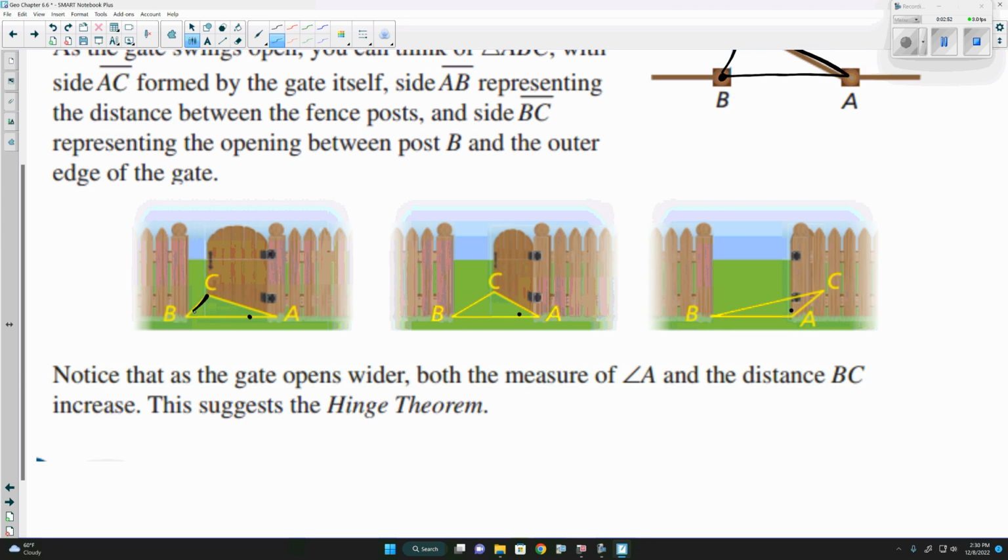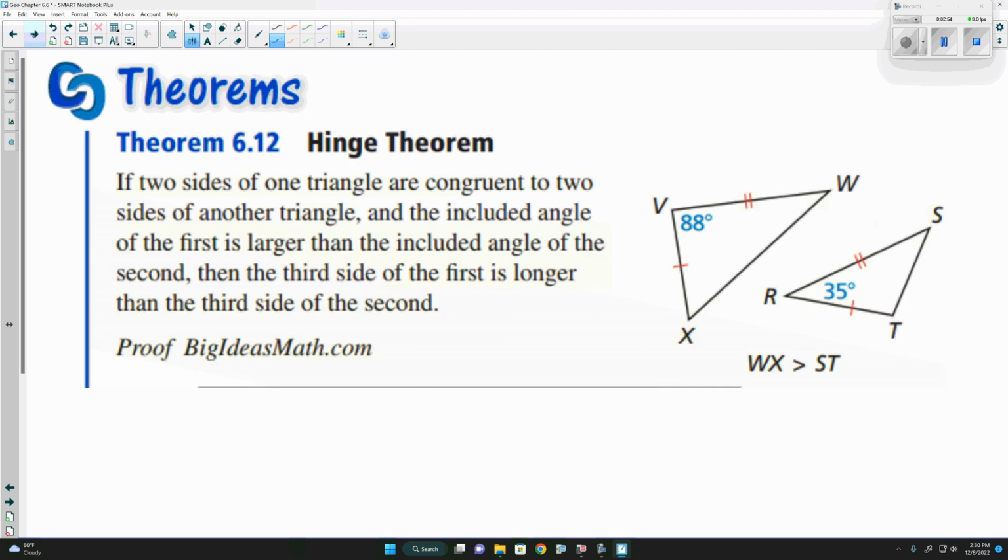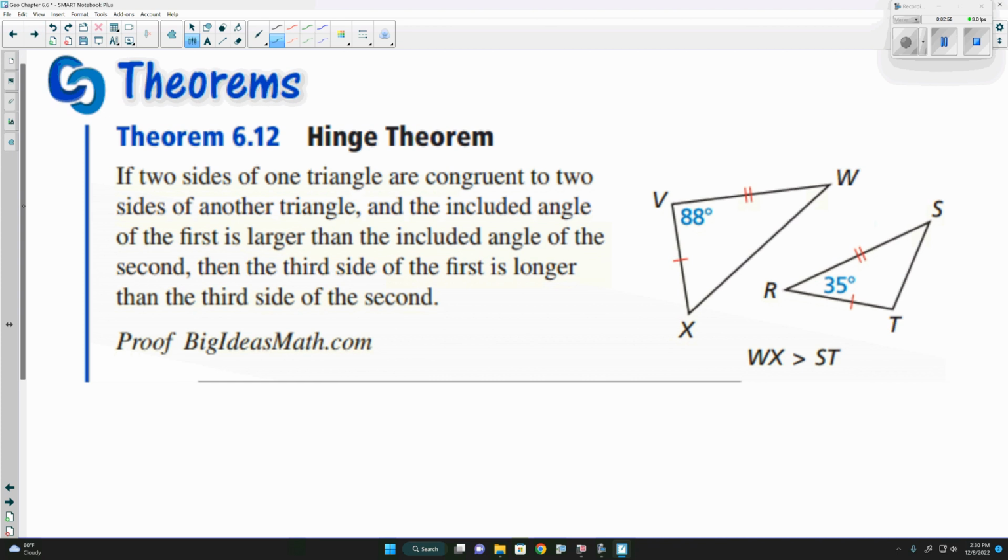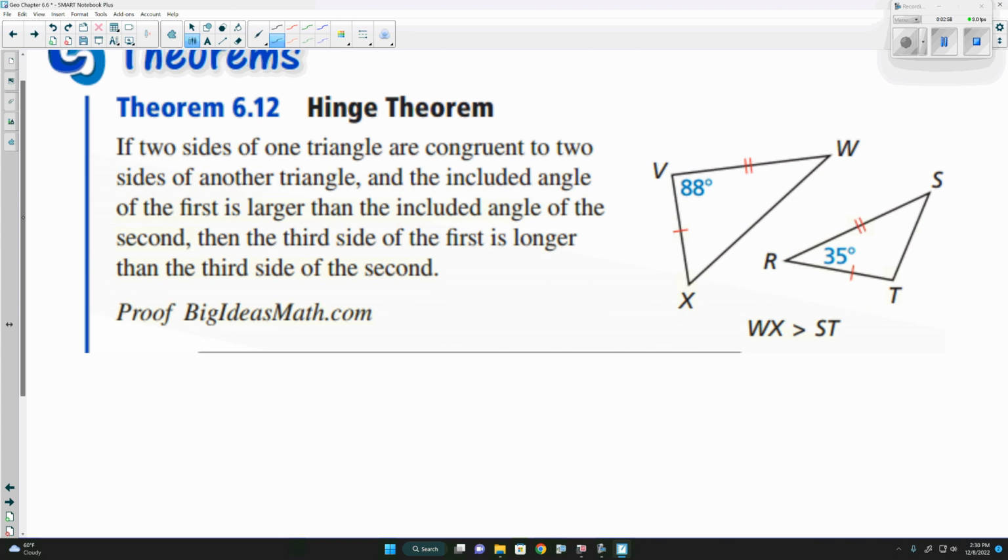So that leads us to our first theorem, the hinge theorem. Two sides of one triangle are congruent to two sides of another, and the included angle of the first is larger than the included angle of the second. So angle V is larger than angle R. So that means side length WX is going to be bigger than side length ST. That's it.